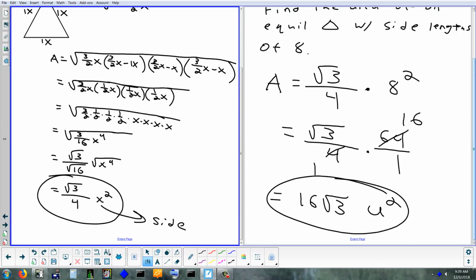Right? So we could come up with formulas for every kind of triangle. We could come up with one for an isosceles. We could come up with one for equilateral. We could come up with one if the angles are 30, 60, 90. You can come up with formulas all day. But that's the only special one that I want to do.